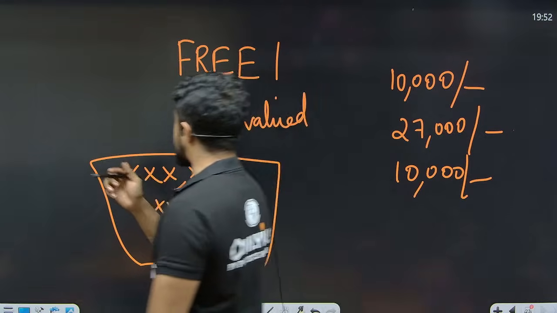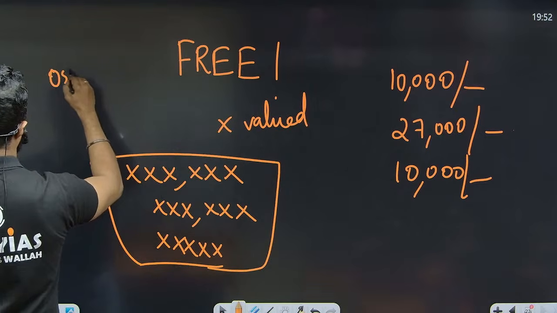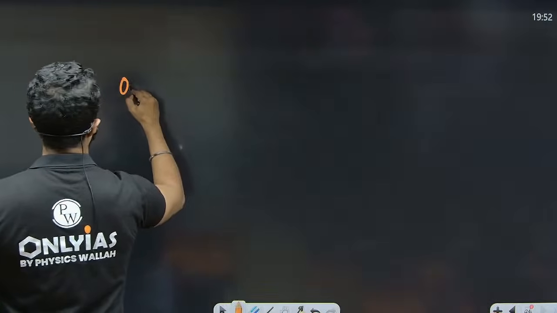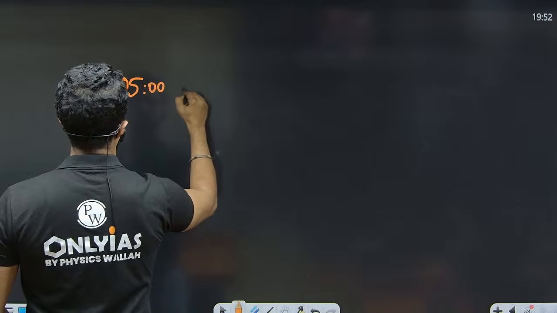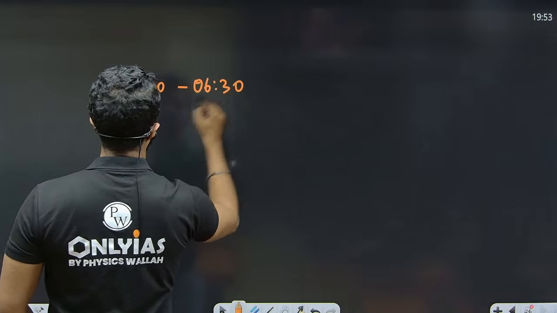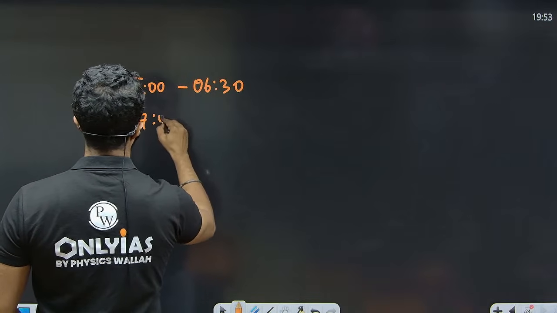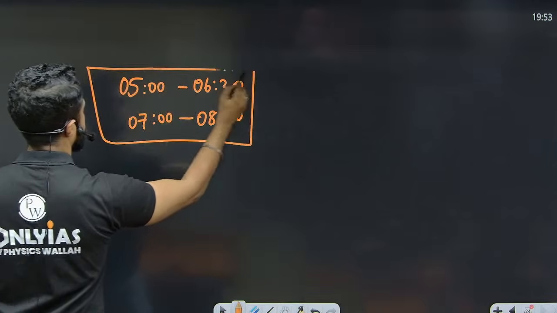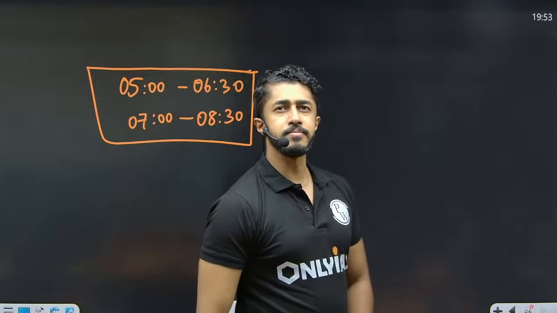Timings of Praarambh batches are in the evening, to ensure that your college timings are not affected. 5 to 6:30. Then 7 to 8:30. These two.